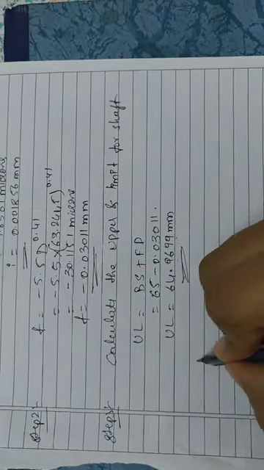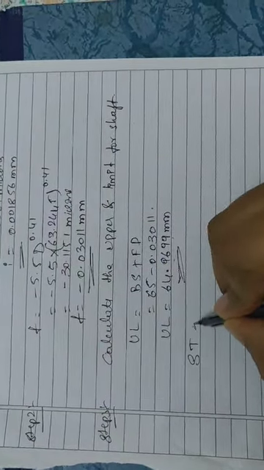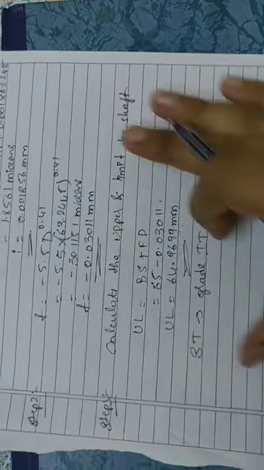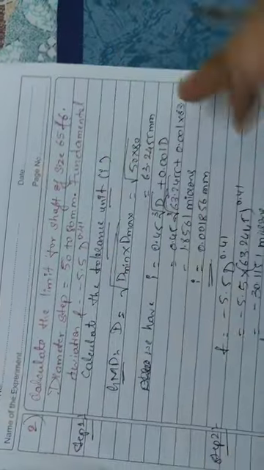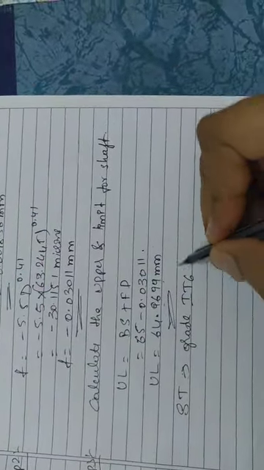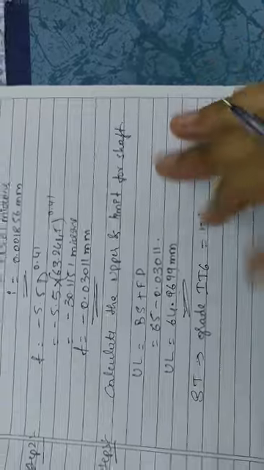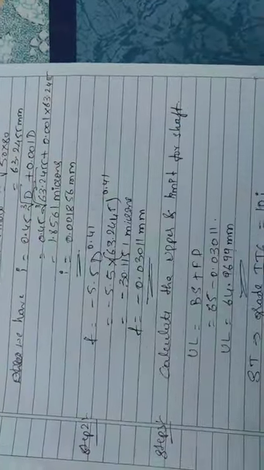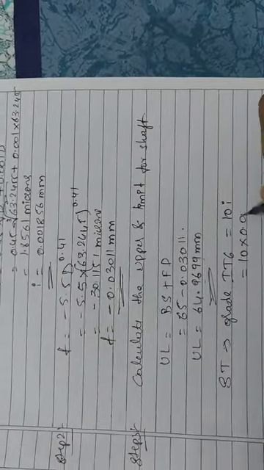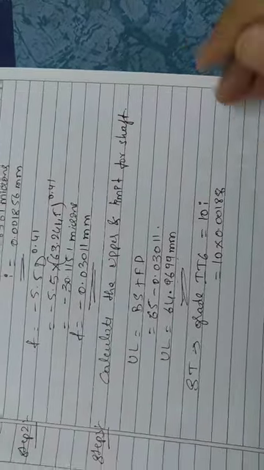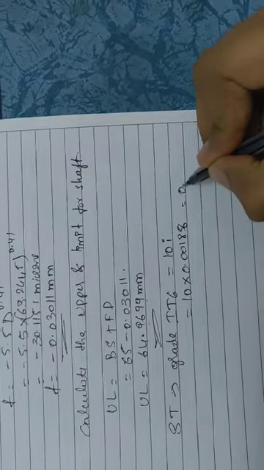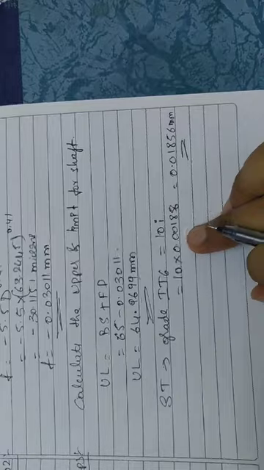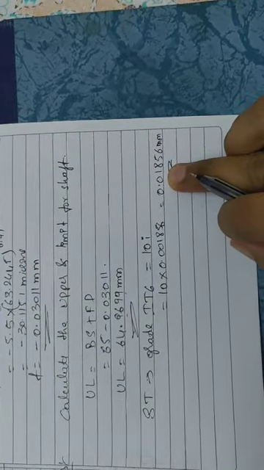After that we have to find the standard tolerance grade, that is the IT grade. In the problem it is given as 6. So IT6, from the table, is equal to 10i. So 10 into the i value 0.0018556 is equal to 0.01856 mm.